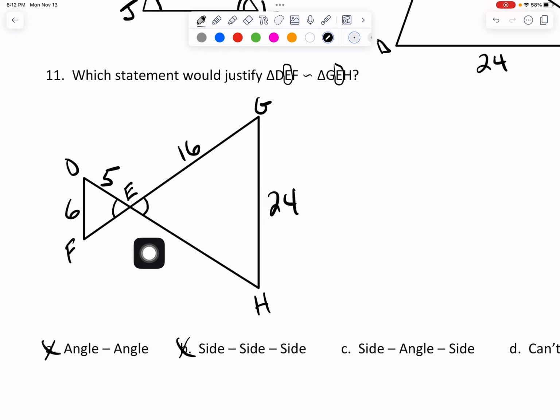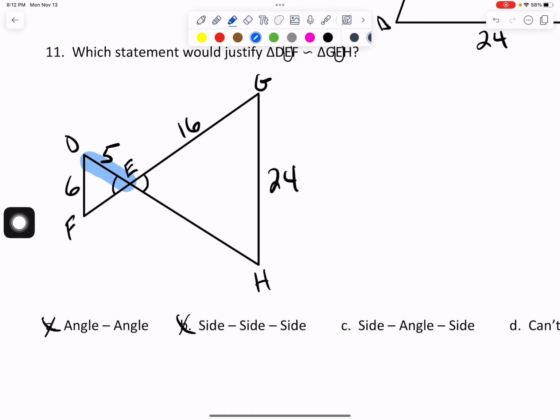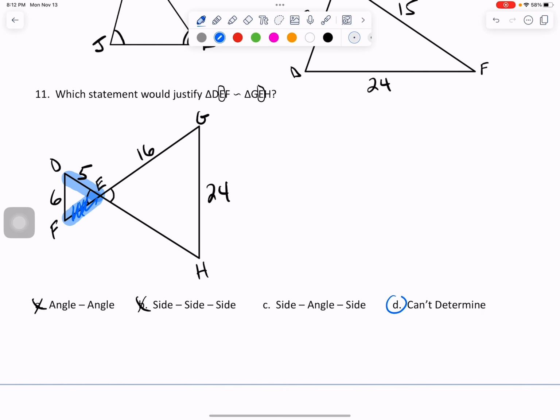Now, here's our side. I always like to look at the angle. All right, the angle is E. Now, for the smaller triangle, if we go from E to D, it has a 5. It's giving us a side length. Perfect. But from E to F, it's not giving us that. So that's no good.